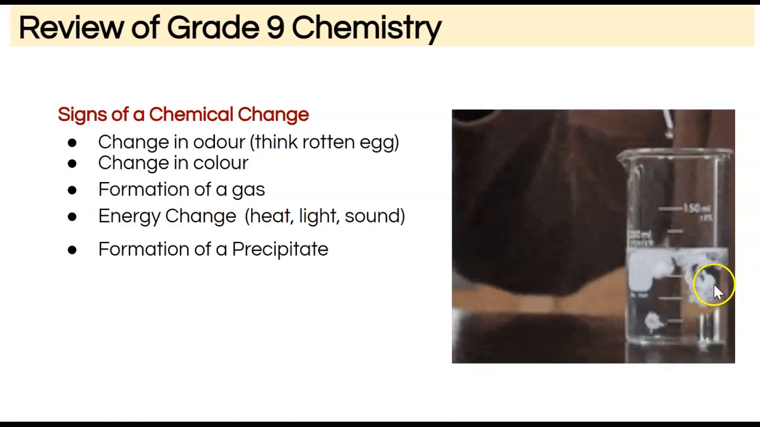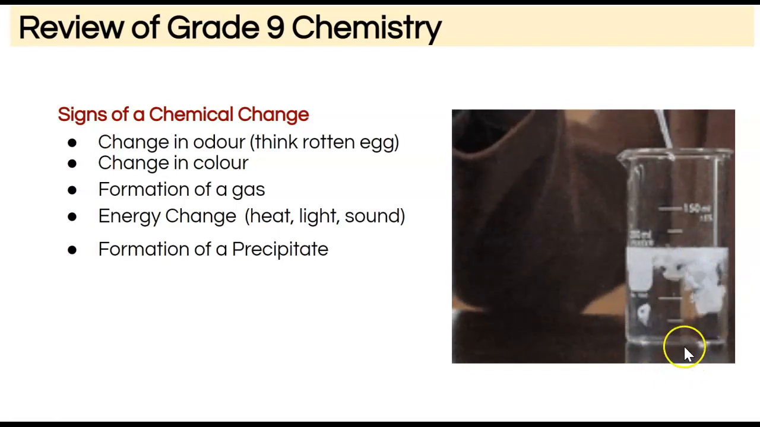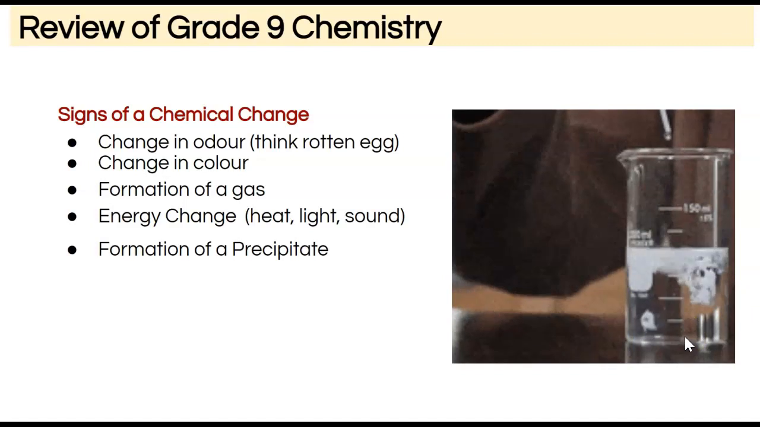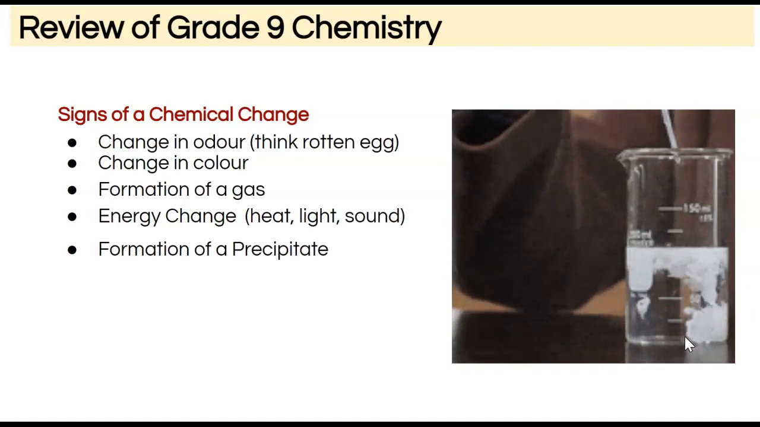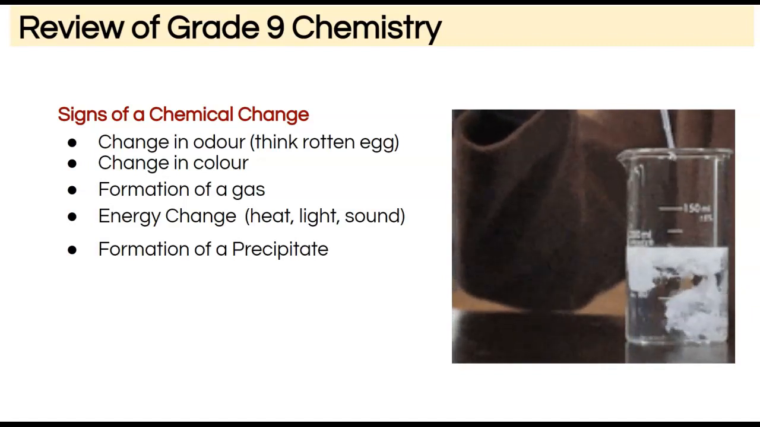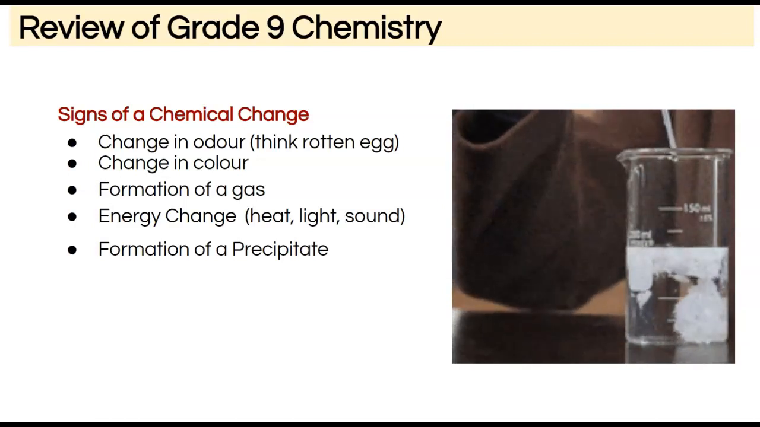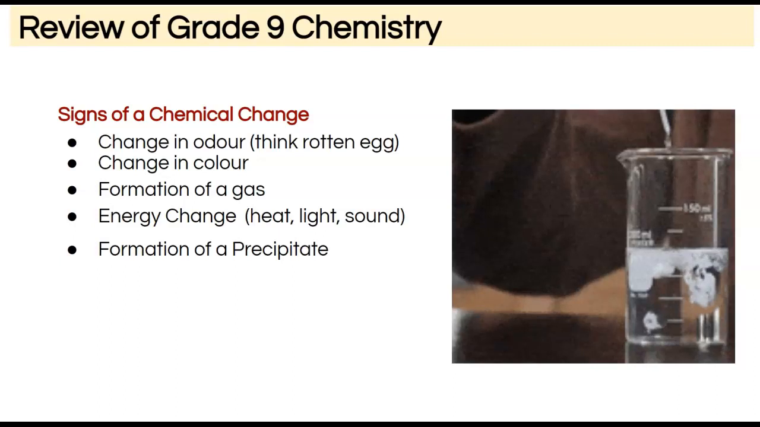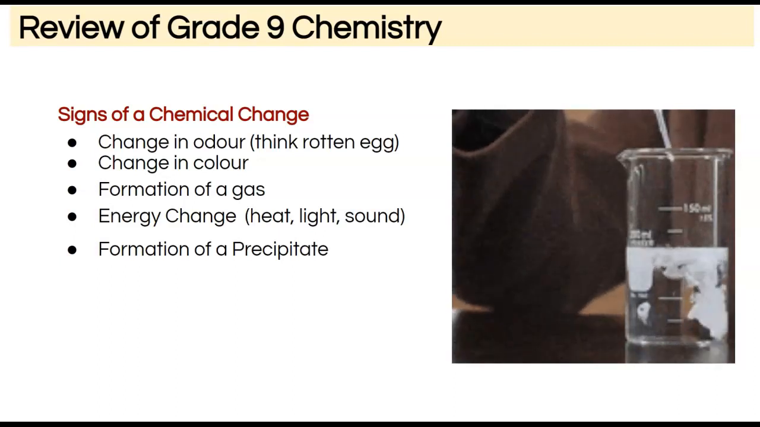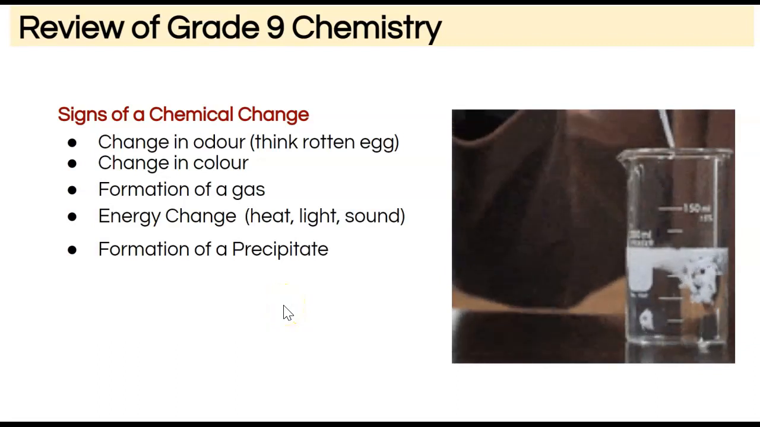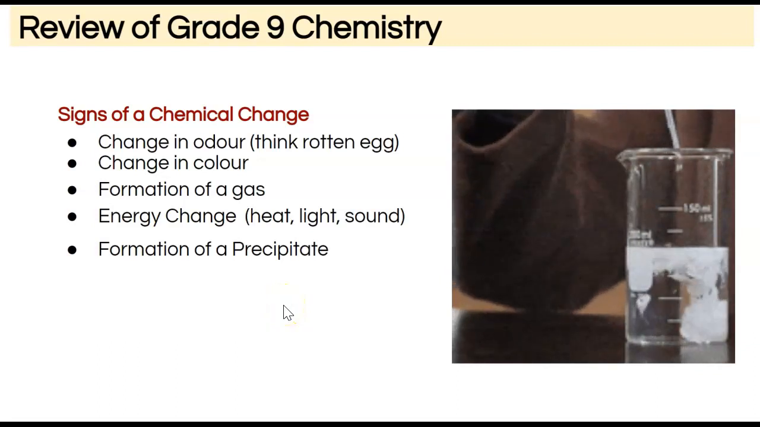Okay, and so notice that the transparency has also changed to opaque, right? So when you take two clear solutions and combine them to create something that becomes opaque, something I can't see through, that usually indicates that a precipitate has formed. And that precipitate will eventually sink to the bottom because it's a little heavier. We're going to look at that a bit later on.